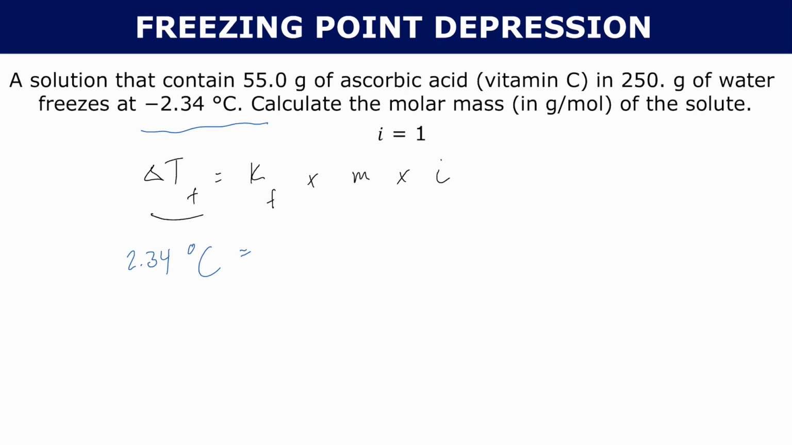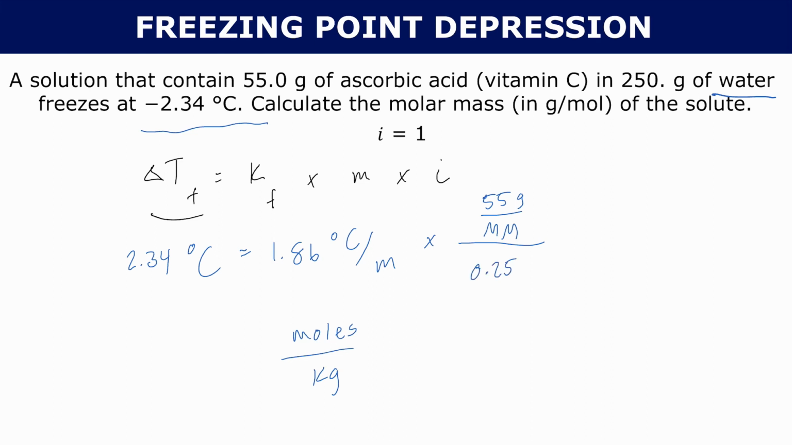We also know KF. KF is 1.86 degrees Celsius per molality, because the solvent we're using here is water, and the KF of water is 1.86. We don't know molality, but we do know certain parts of it. Molality is moles of solute over kilograms of solvent. We don't know how many moles of solute we have, but it wouldn't be that hard to figure out. The moles is going to be 55 grams over the molar mass of ascorbic acid, and the kilograms of solvent is 0.25 kilograms.